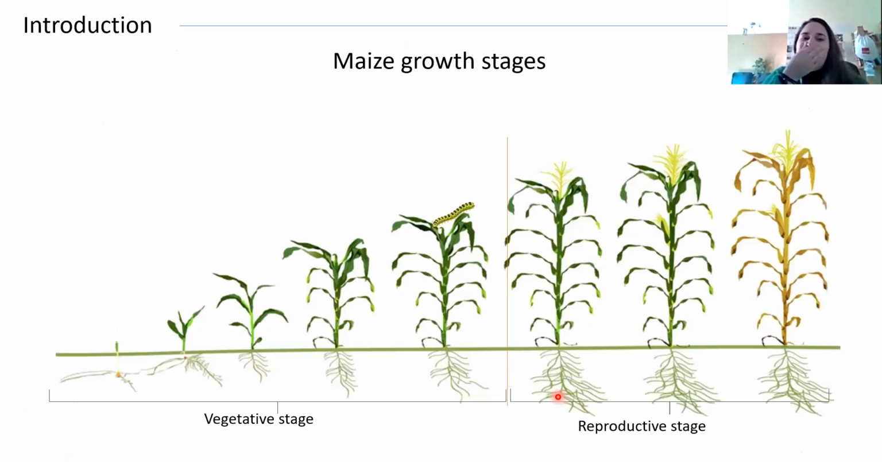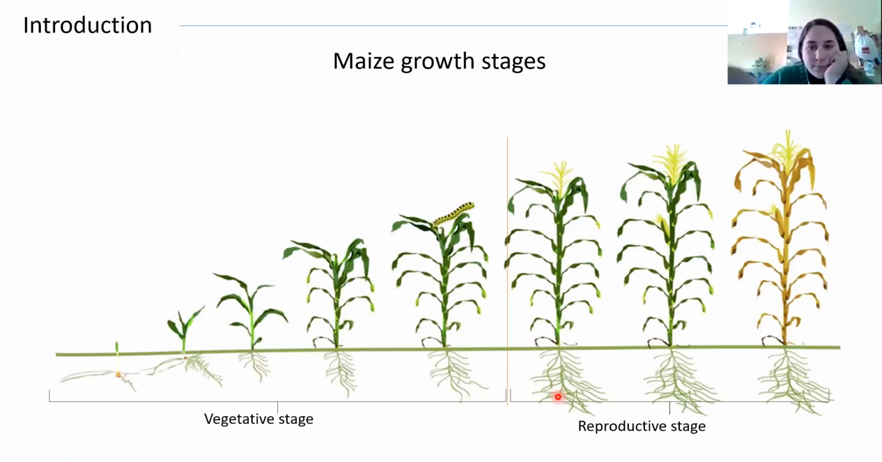Okay, maize growth stage. Here we have the maize growth stage. We want to see how the fall armyworm, a caterpillar that eats all the crops but whose favorite is maize, can be monitored using different remote sensing.